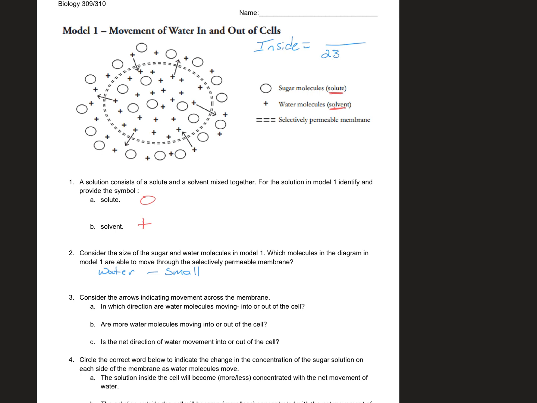Solvent. And how many solutes on the inside? 1, 2, 3, 4, 5, 6. 6 total. 6 solute. Outside, we can count. We see 1, 2, 3, 4, 5, 6, 7, 8, 9, 10, 11, 12, 13, 14, 15. 15 solvent.